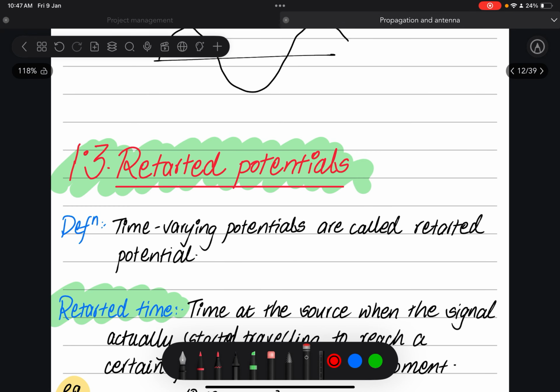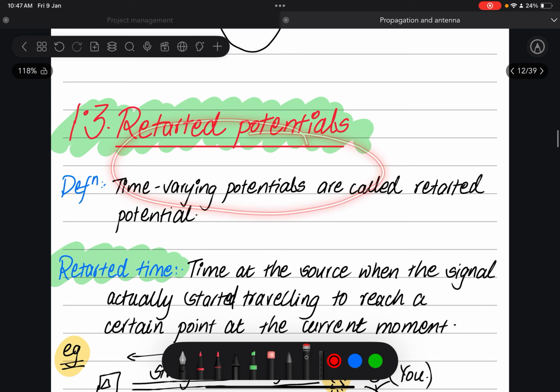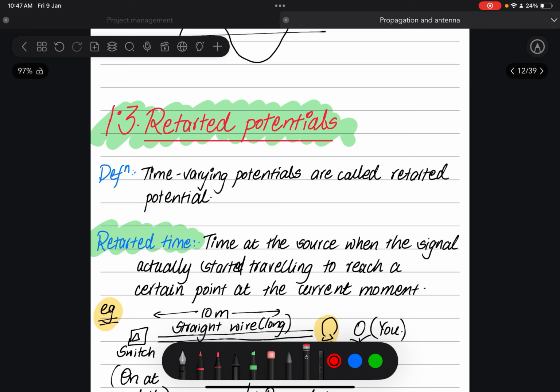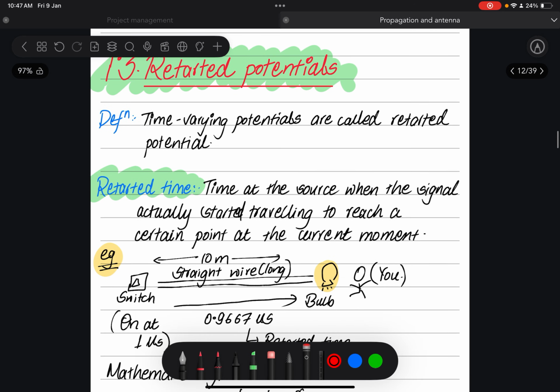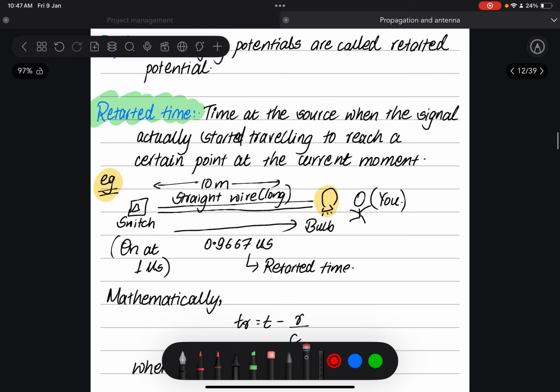So hi, welcome back. This is the third video of basics of antenna. We're going to talk about retarded potential. So what is retarded potential? Before starting retarded potential, we have to understand about retarded time and the meaning of it. So time varying potentials are called retarded potential. You might not have understood this right away, but I'll make sure that you understand.